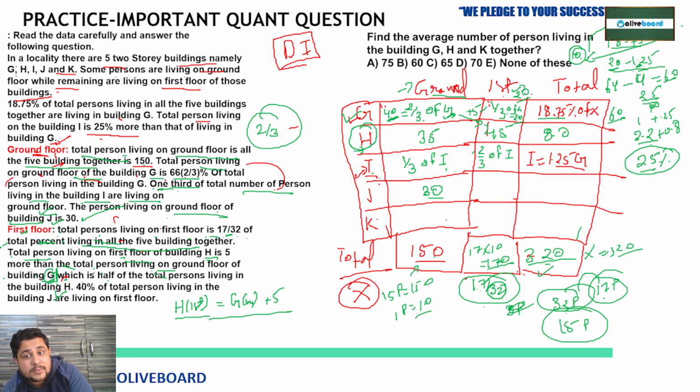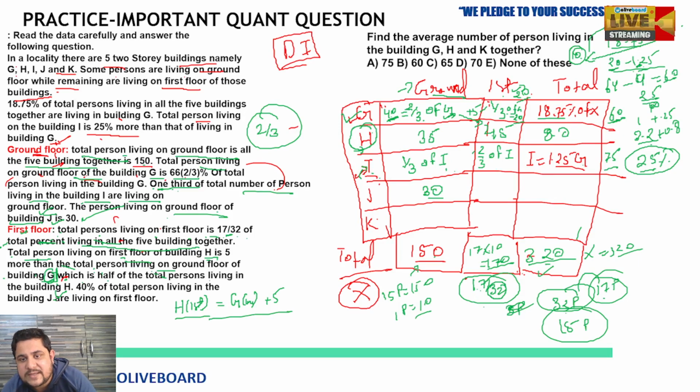Is this clear? Now if we talk about building I, the total number of persons in building I is 1.25 of G, which means 25% more than G. So G is already 60. So 25% of 60 will be what? 1/4. Just calculate 1/4. Half of 60 is 30, half of 30 is what? 15. So 60 plus 15 means 75.